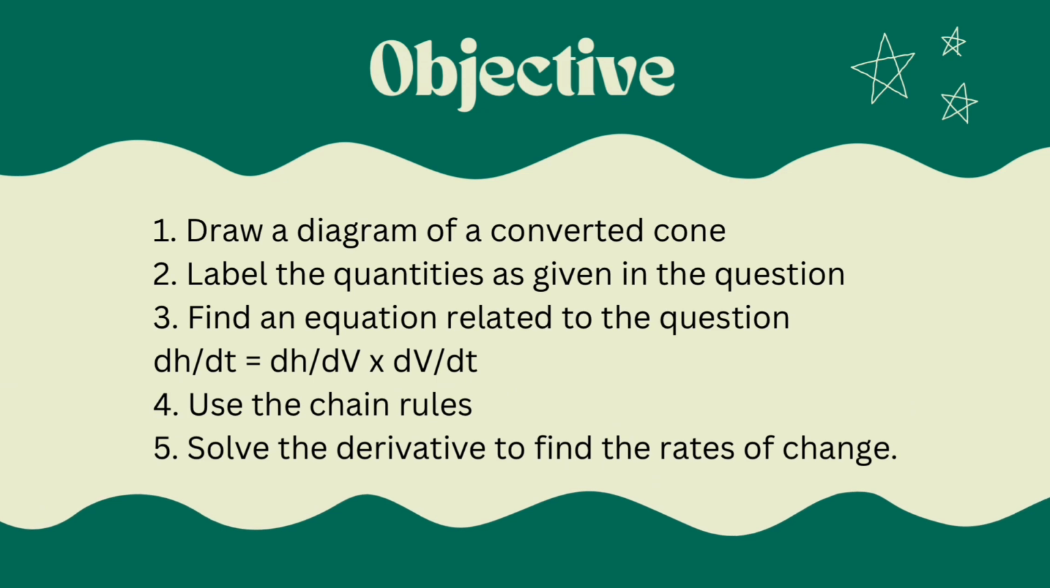Next is the objective on how we need to calculate this problem. First, we need to draw a diagram of an inverted cone and then label the quantities as given in the question. Thirdly, find an equation related to the question. For this question, we use dH over dt equals dH over dV times dV over dt. And then we need to use the chain rule. Finally, we can solve the derivative to find the rate of change.